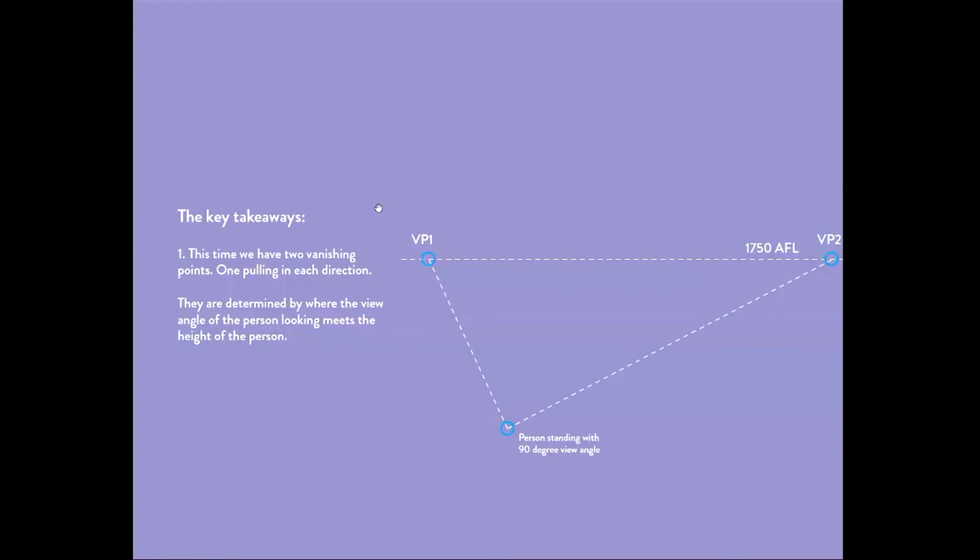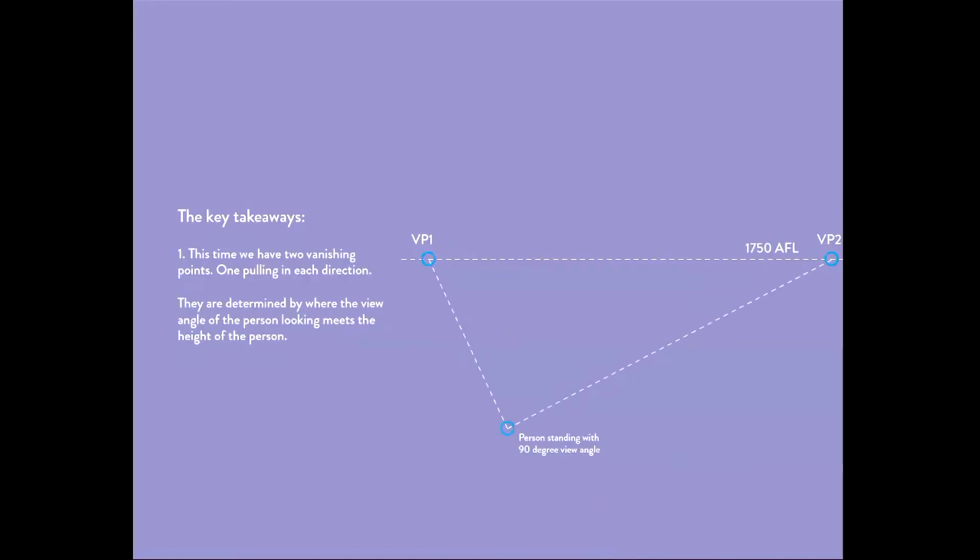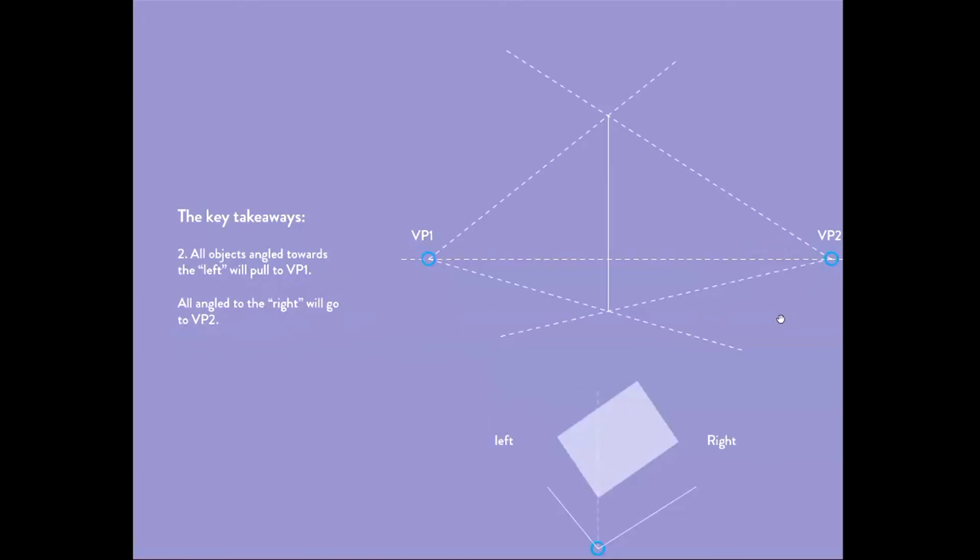So key takeaways this time for 2-point perspective is, of course, we have 2 vanishing points, one pulling in each direction. They're determined by the view angle of the person, where that meets the height of the person. So 90 degrees is typical for what we do for a 2-point perspective. Where that would come from, as we can see here, if we go back one, where that 90-degree position points out to that arbitrary plane we made in space, remember? That point there and that point there gives us our vanishing points.